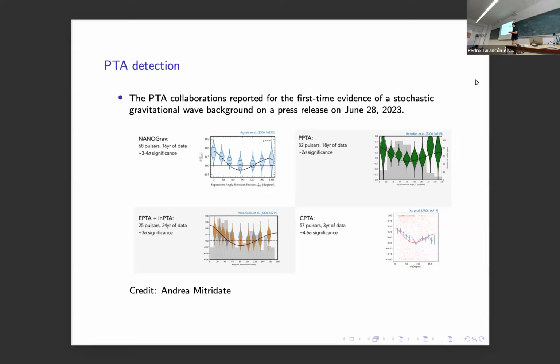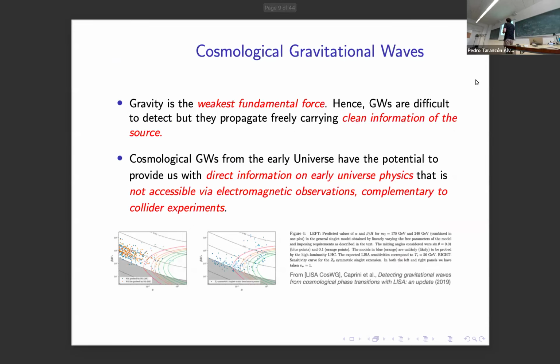It's also possible that this is indeed a gravitational background coming from the early universe, and this is what I will be mostly focusing on. So, cosmological gravitational waves: we have processes leading to the production of gravitational waves in the early universe. We expect to have a gravitational background that would be of cosmological origin. And as you know, gravity is the weakest fundamental force, and this has a very big disadvantage in that it makes it extremely difficult to detect.